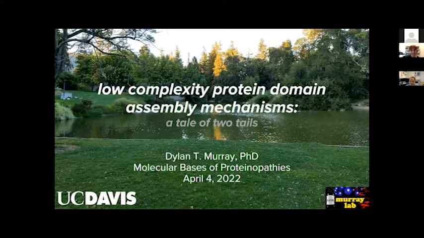I really am very grateful for the opportunity to tell you about the work that my team at UC Davis in the chemistry department has been trying to do to understand low complexity protein domains.